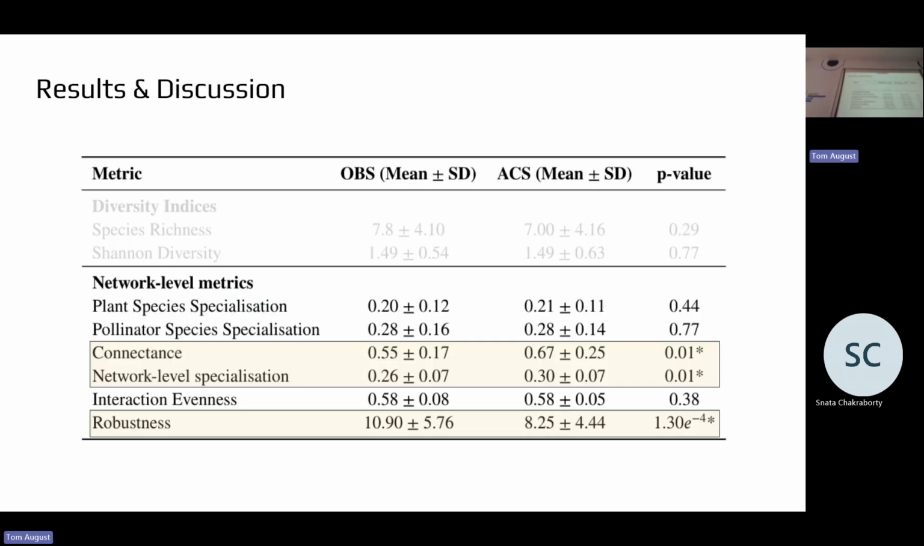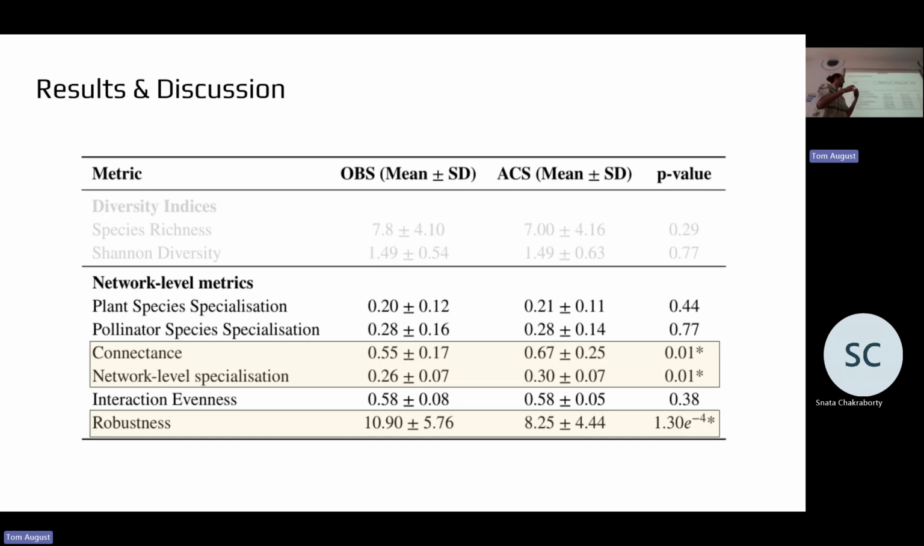Here we compare the metrics of the networks. Maybe you are not familiar with these metrics. The connectance calculates the overall rate of connections within all the possible connections, how many connections have appeared in the data set. So the connectance was higher with the automatic camera system because it provides more low-frequency interactions, staying more time on the same plant.